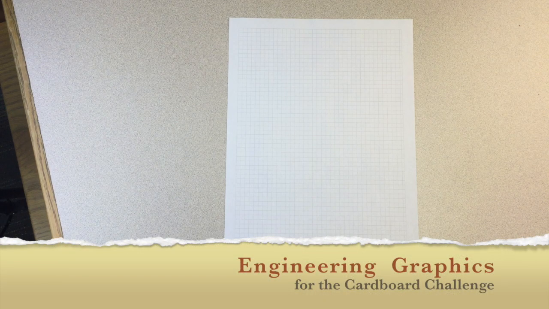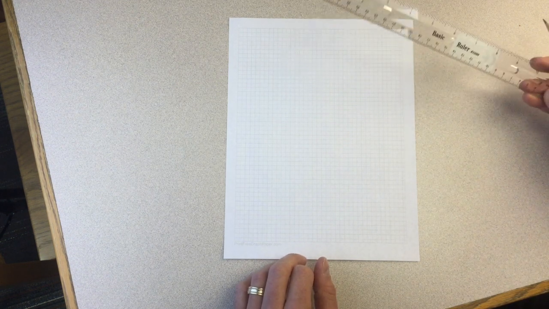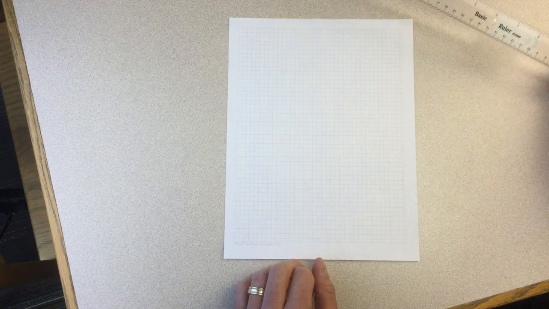Hi guys, it's Mr. Ellman, and we're going to take a look at how to take an idea for an object and draw it on paper in a way that everyone who looks at it should understand exactly what it's supposed to look like. This is one of the methods that engineers use.